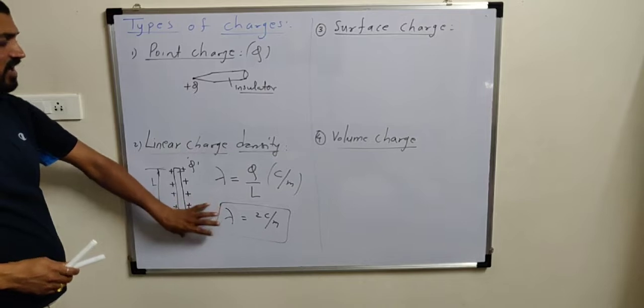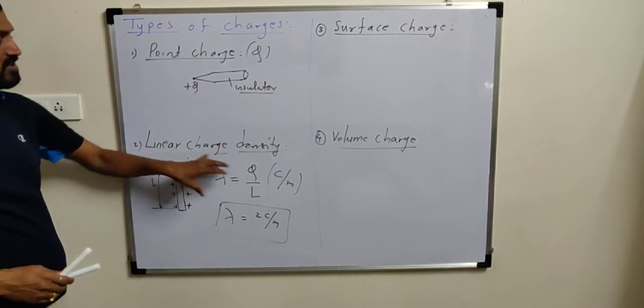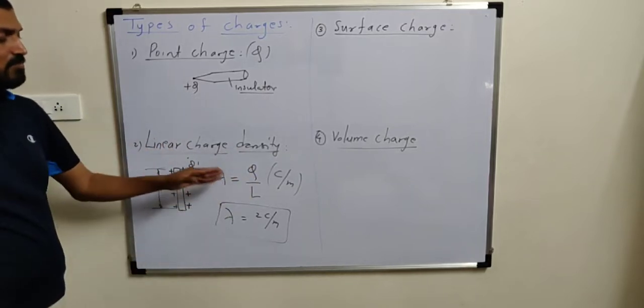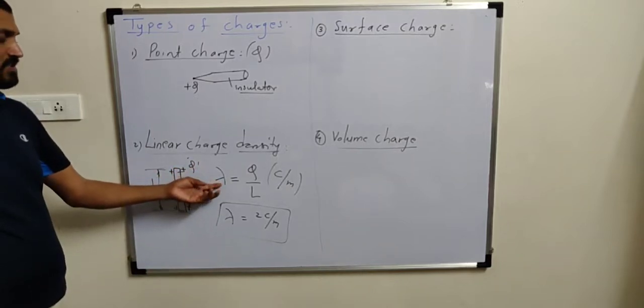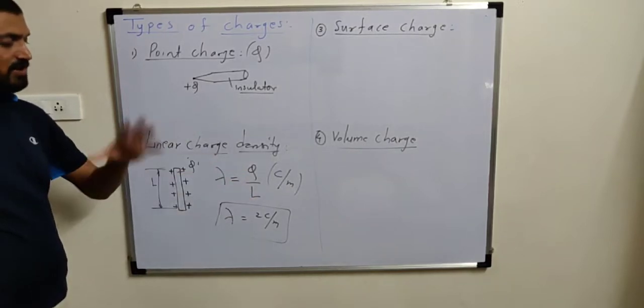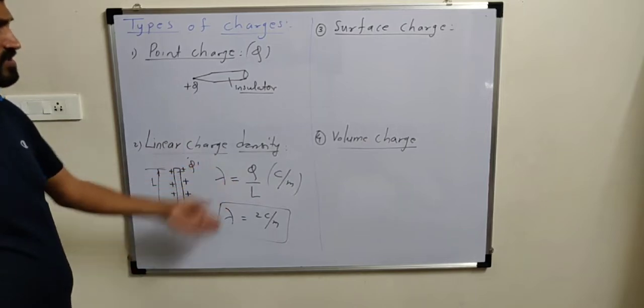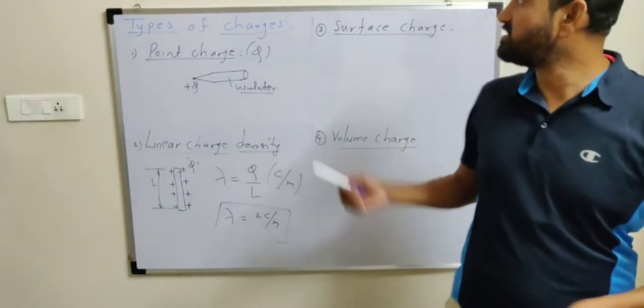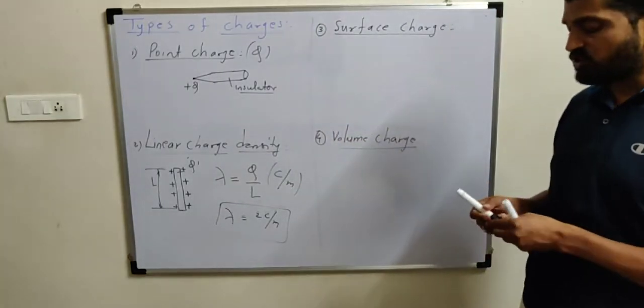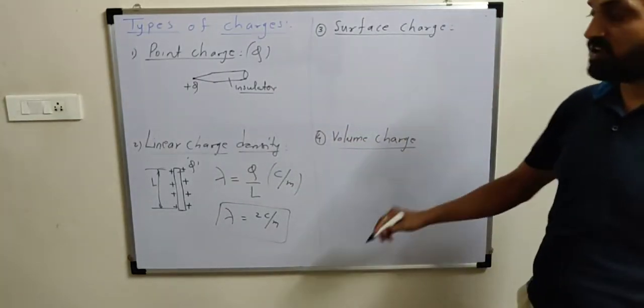This is the advantageous point of this quantity called linear charge density. Sometime in your competitive examination, there may be a question to deduce dimensions. So dimensions of lambda will be dimensions of charge divided by dimensions of length. So using this formula, you will get dimensions. Now the third type of charge is surface charge, or distribution of charge called surface charge distribution.